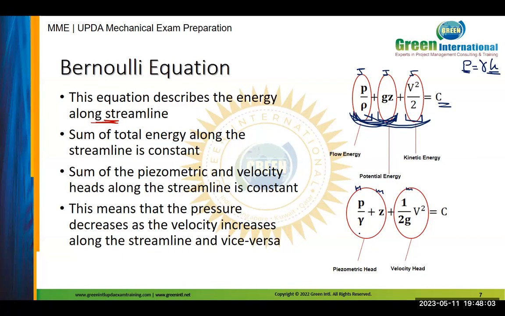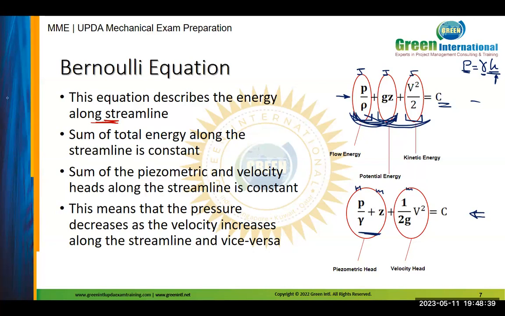What is referred to this? The first two terms here together are the piezometric head, or we can say the static head. Plus the second term here is the velocity head or dynamic head. So static head plus dynamic head is equal to constant, which is equal to the total head. Static head plus dynamic head equal what? Total head. This is the form of the energy Bernoulli equation, but in the shape of head form.